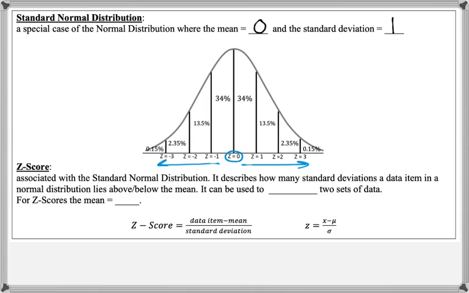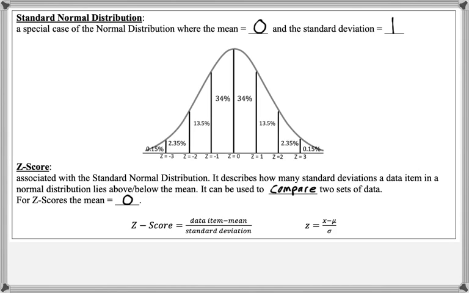We are also looking at z-scores, and these are associated with the standard normal distribution. And it describes how many standard deviations a data item in a normal distribution lies above or below the mean. It can be used to compare two sets of data. And for z-scores, the mean is equal to 0.